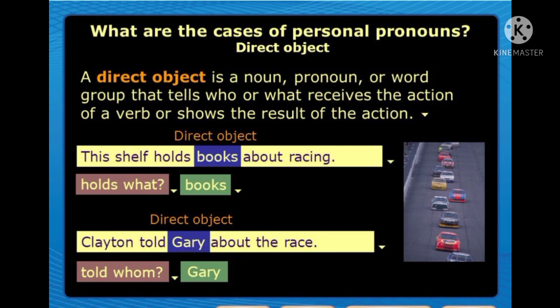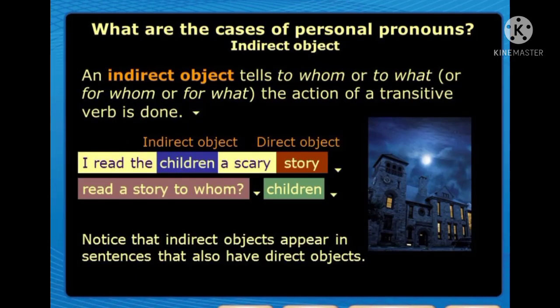Examples: This shelf holds books about racing. Holds what? Books. Clayton told Gary about the race. Told whom? Gary. An indirect object tells to whom or to what the action of a transitive verb is done. Example: I read the children a scary story. Read the story to whom? Children. You notice that indirect objects appear in sentences that also have direct objects.